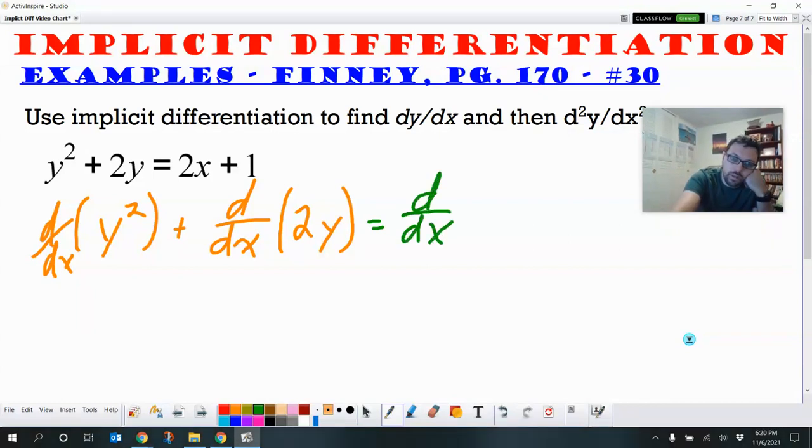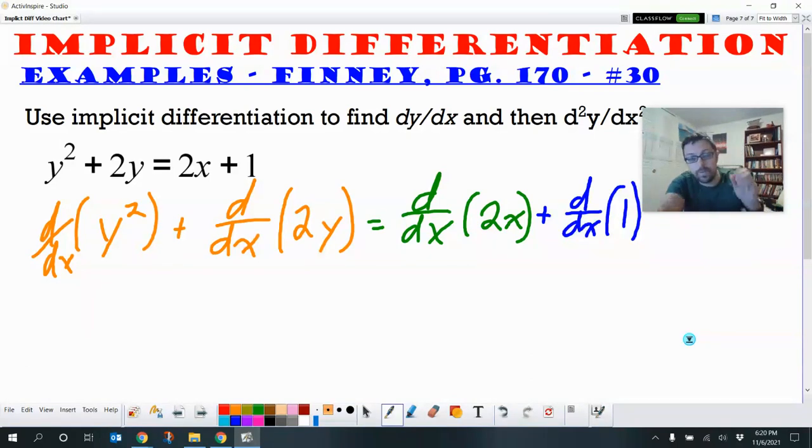I like to change colors. It's fun to do that part. Plus d over dx, and then a 1. Neat. Okay. Easy one. That's 0. Another easy one. That's 2.